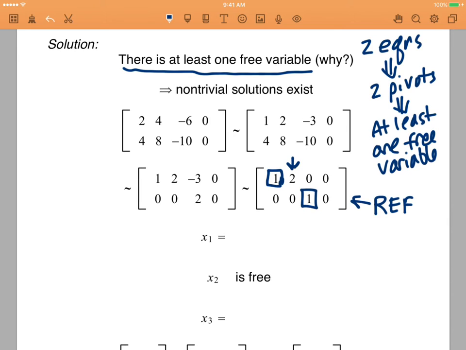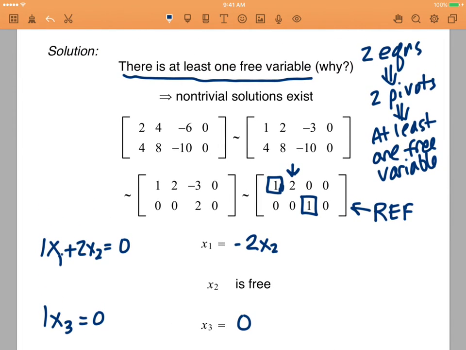And we could write these out. I'm going to always write the equation first so I don't get confused. 1x1 plus 2x2 equals 0. Okay, so that tells us x1 is negative 2x2. And the last line tells us that 1x3 equals 0. So then we just have x3 equals 0. It's not in terms of x2.